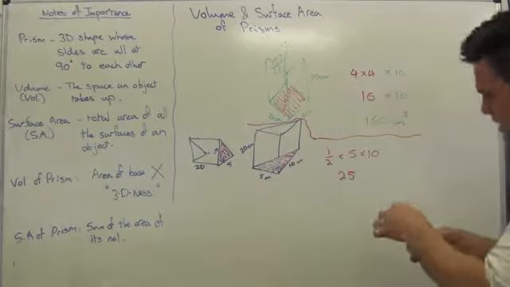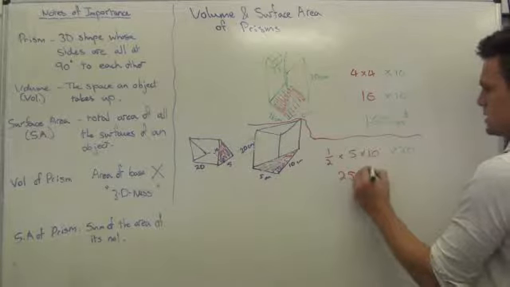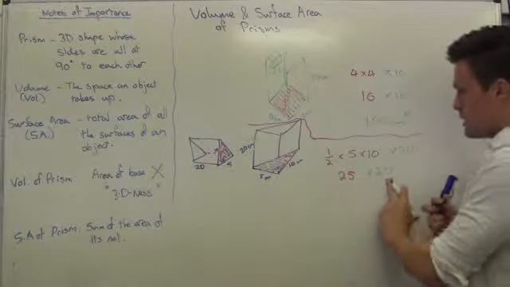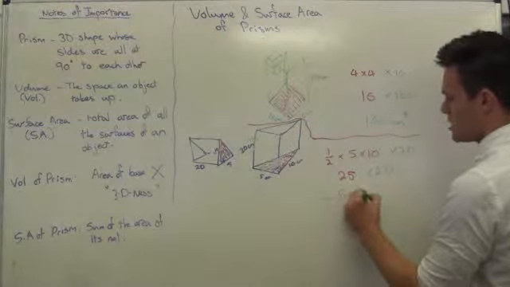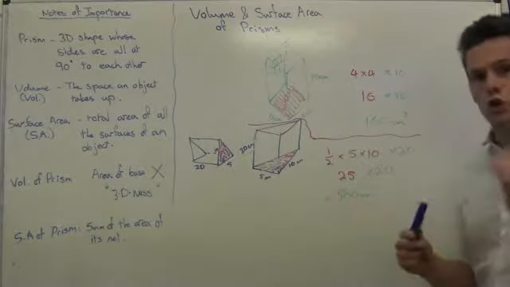And I mustn't forget, I need to multiply that by 20. Easy way of multiplying by 20: double it, and then times it by 10. So I get 50, 500. Okay? And again, my units, because I'm dealing with volume, it's centimeters cubed.